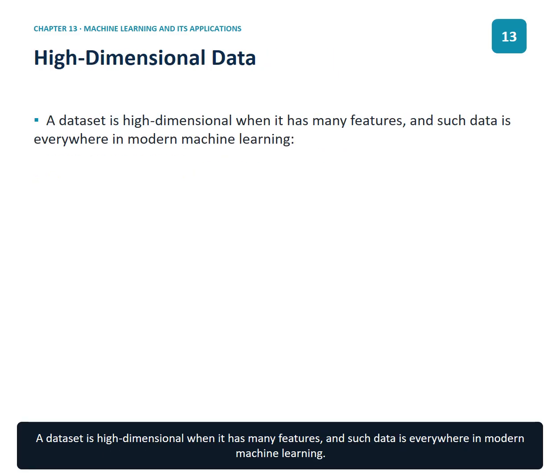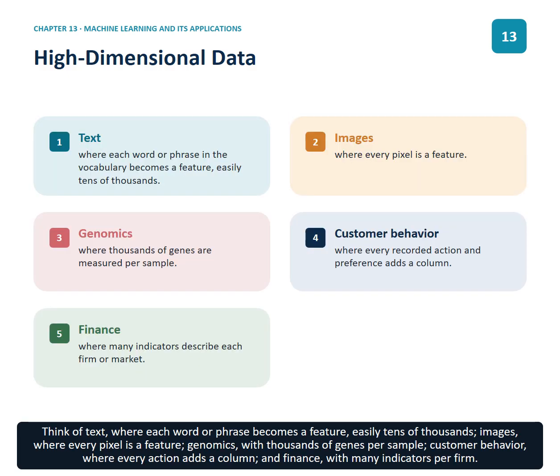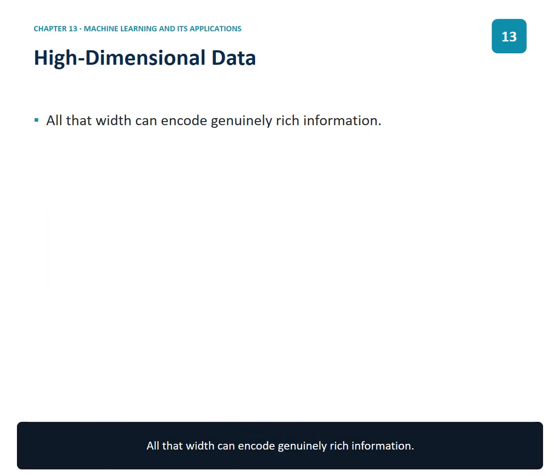A dataset is high dimensional when it has many features, and such data is everywhere in modern machine learning. Think of text, where each word or phrase becomes a feature, easily tens of thousands. Images, where every pixel is a feature, genomics, with thousands of genes per sample. Customer behavior, where every action adds a column. And finance, with many indicators per firm. All that width can encode genuinely rich information.